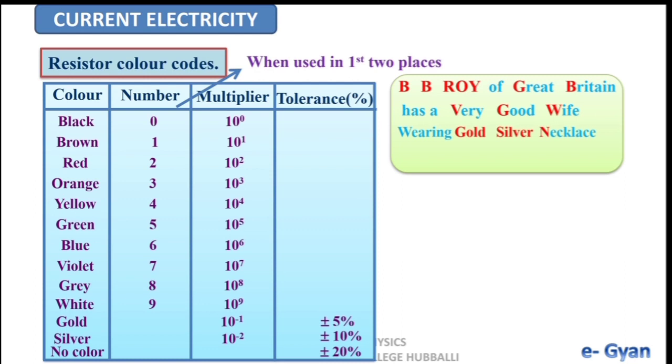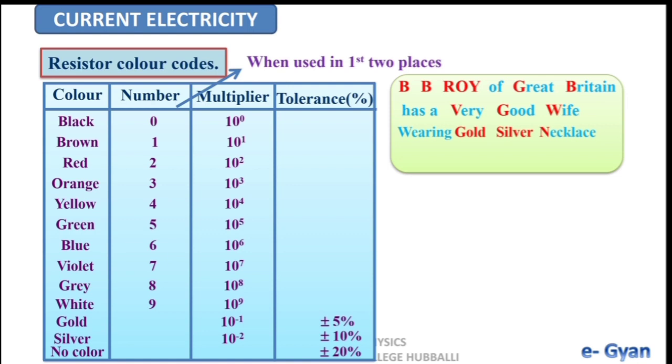All bold letters will represent first letter of each color. First B will represent black, second B brown, R red, O orange, Y yellow, G green, B blue, V violet, G grey, W white, gold, silver, no color. This is the memory tip to remember the sequence of colors in color code resistors.